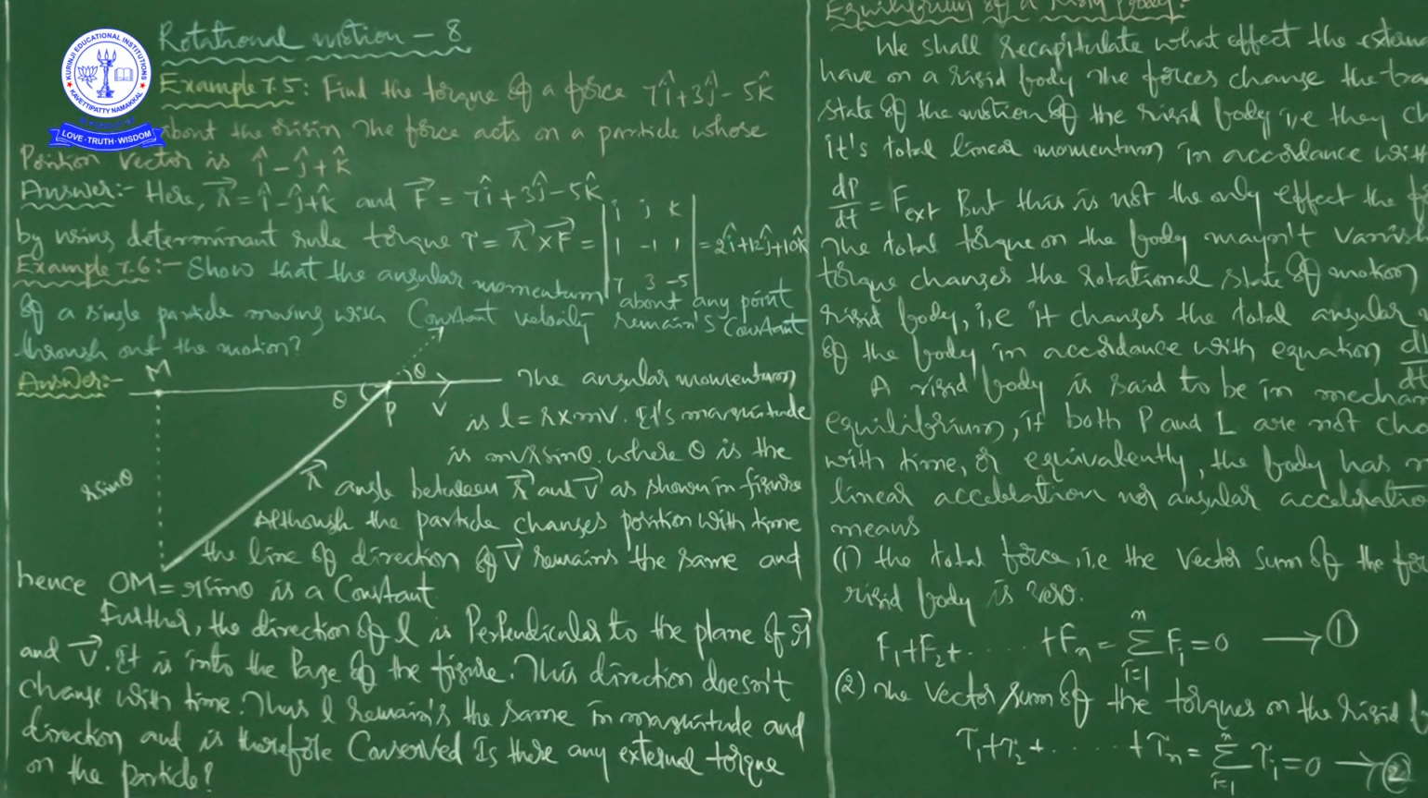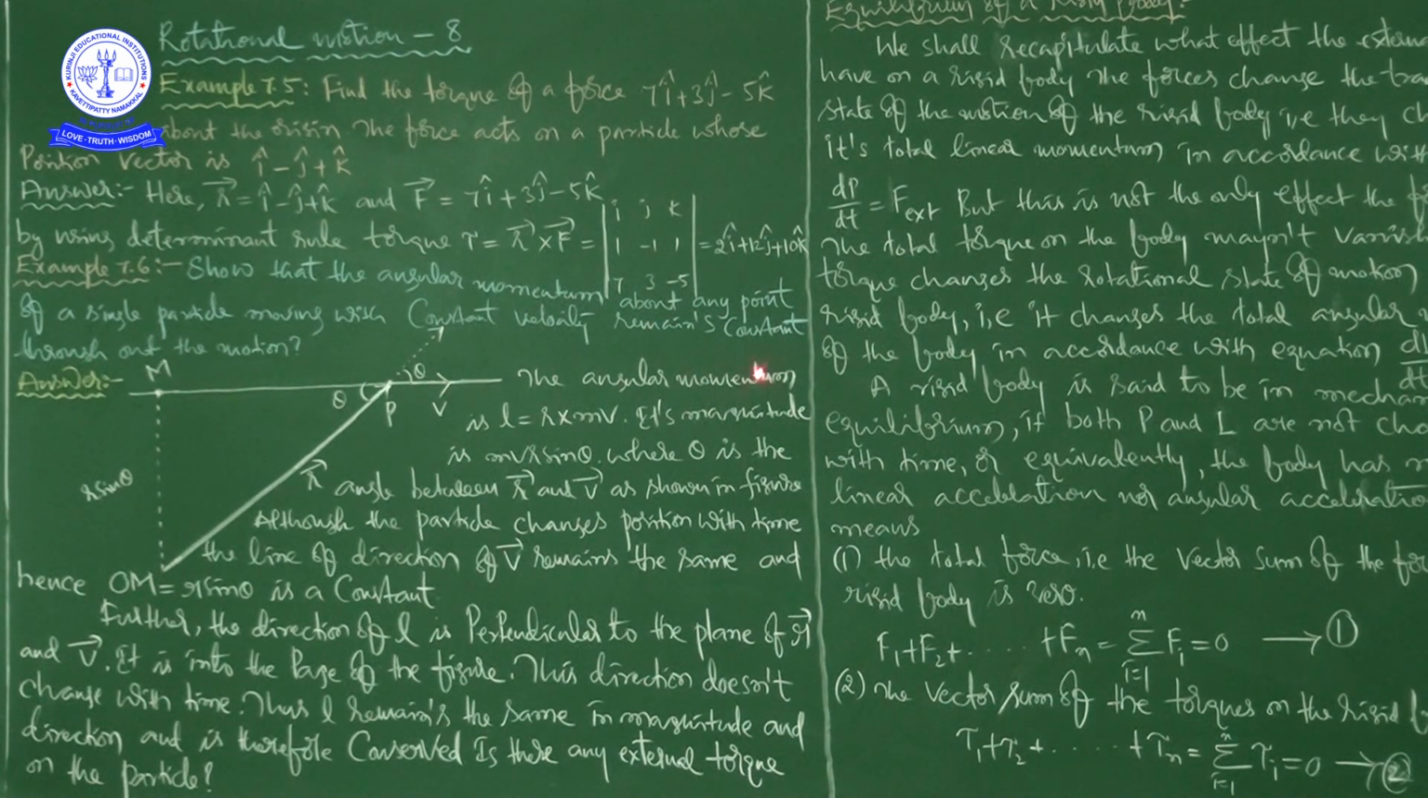In this picture, the particle with velocity v is at point P at some instant t. But we want to calculate the angular momentum of the particle about an arbitrary point O. See, this point is O. So about the point O, we are going to calculate angular momentum.